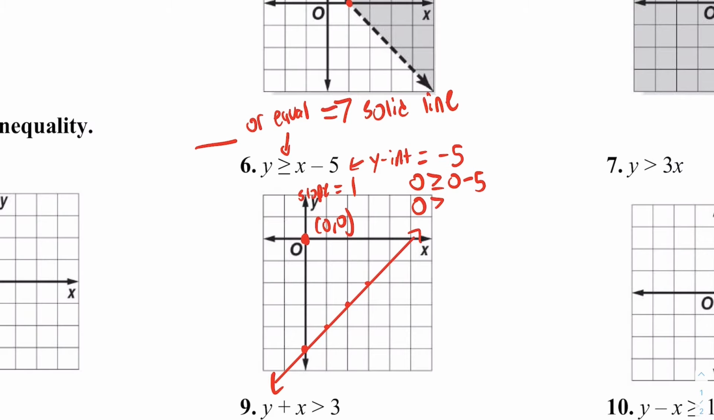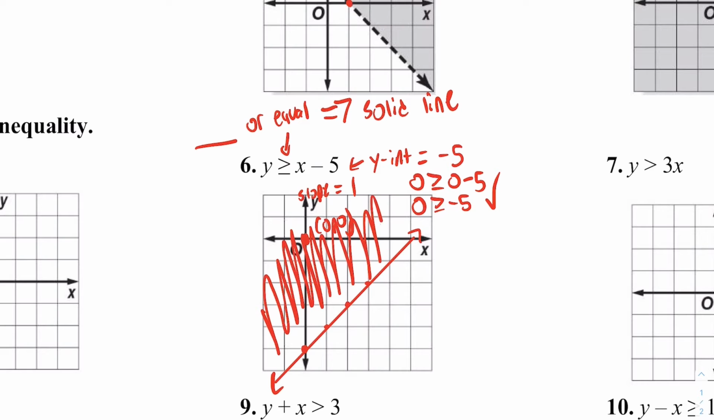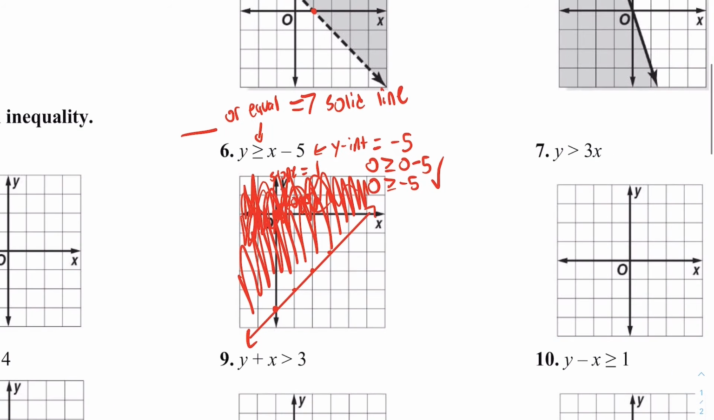Is 0 greater than or equal to negative 5? Yes, it is. So we should shade this side of our graph. Everything on this side of my graph is going to be a solution. Those are going to be the correct solutions for the inequality.